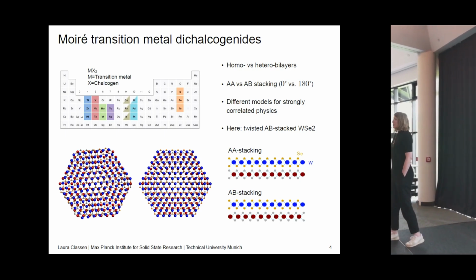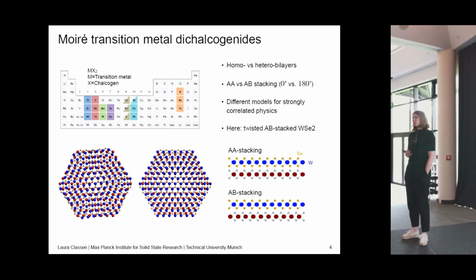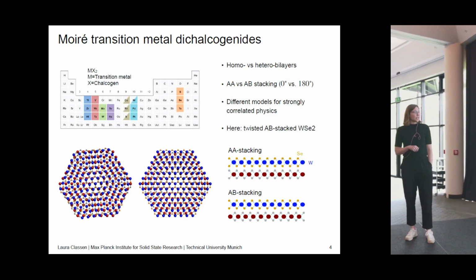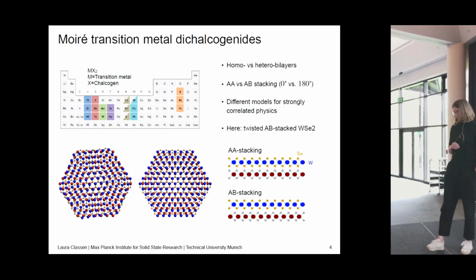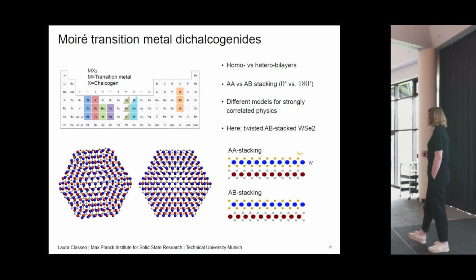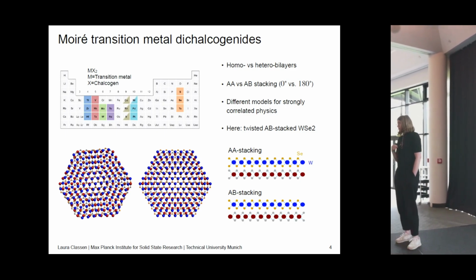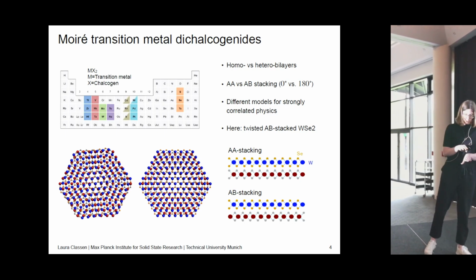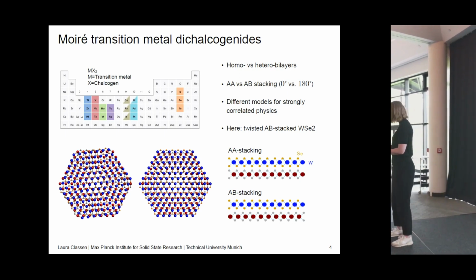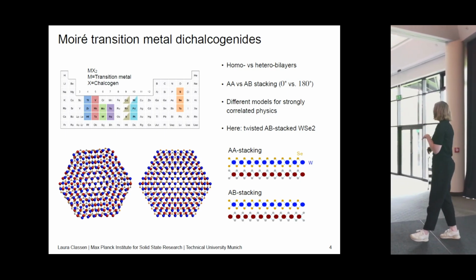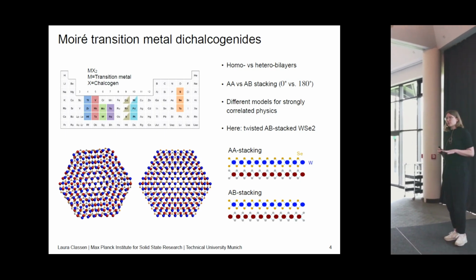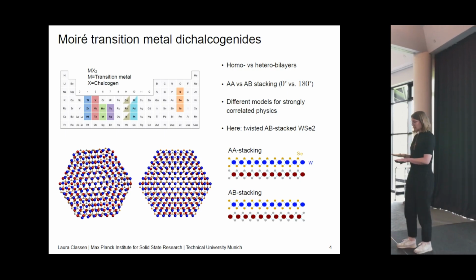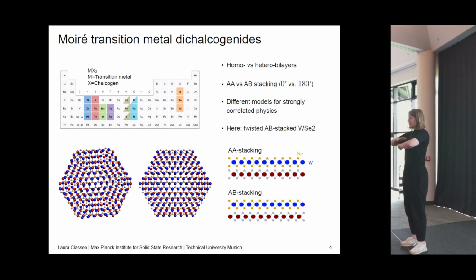I want to talk about moiré transition metal dichalcogenides, which is still a large group of systems because there are several TMDs. And we then have to be, when we say this, really careful about the details because it depends on them what type of model we will get out. Then first of all, we have to distinguish if we put two TMDs which are the same on top of each other or two different ones, so if you have homo or hetero bilayers. And then the stacking configuration is also important, which is called AA versus AB stacking, meaning that it makes a difference if you start with 0 or 180 degree twist angle.